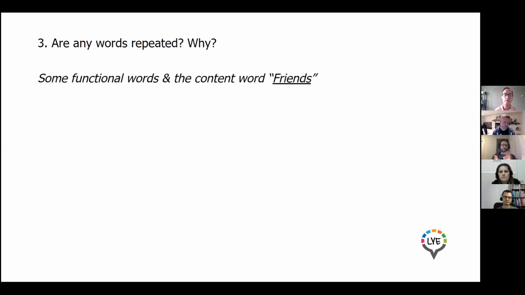And words repeated, Sandra said, of course, functional words will always be repeated, because the top 50 most frequent words in English are all functional words. Does anybody know what the first word is? The first most frequent word in English is?